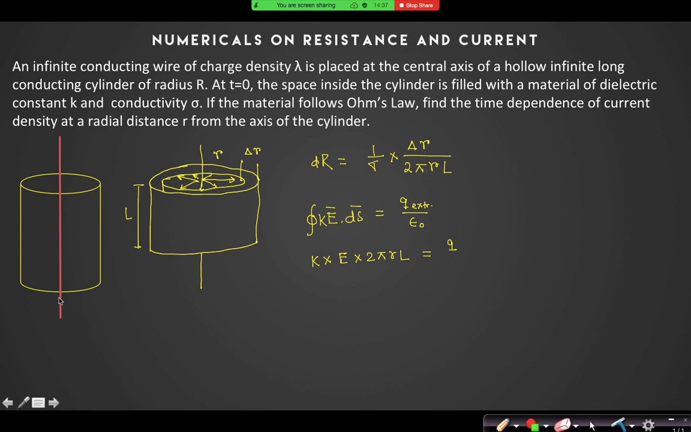conducting wire, right? This is a conducting wire. So let us assume that the charge on the conducting wire after some time t is Q, right? Initially the charge was lambda into L. Initially the charge in that conductor inside this cylinder was lambda into L. But after time t, let us assume the charge on this part is Q.